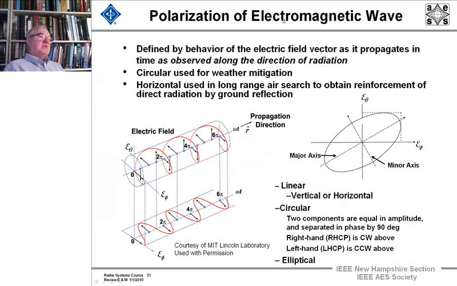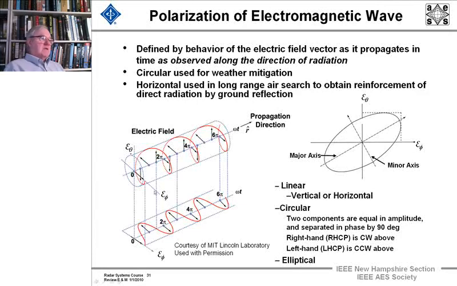Now, the polarization of an electromagnetic wave is defined in the following manner. It's defined as the behavior of the electric field as it propagates in time, as it's observed along the direction of radiation. And so you can make different general forms of polarization: elliptical and linear, and circular is just a subset of elliptical, as you'll see as we talk about it.